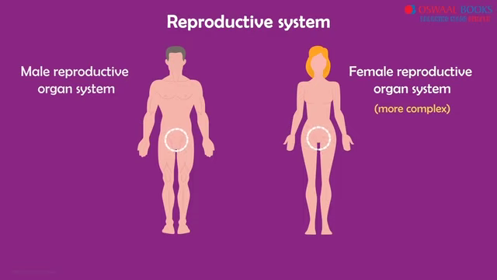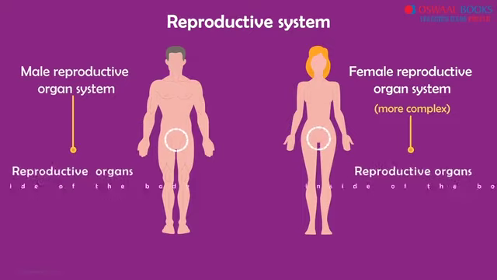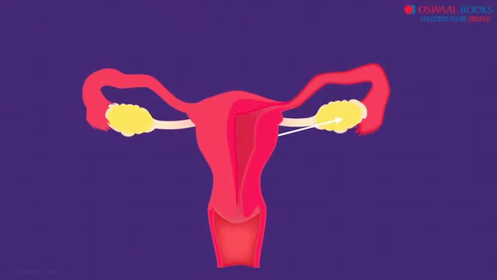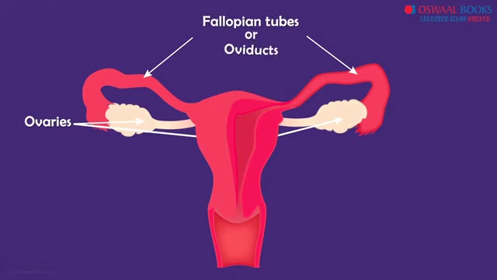The female reproductive system does not have organs outside the body. All the reproductive organs lie inside it. Let us have a look. These two oval-shaped parts are called the ovaries, and can you see the two tubes that hold them together? Do you know what they are called? Well, they are known as the fallopian tubes or oviducts.